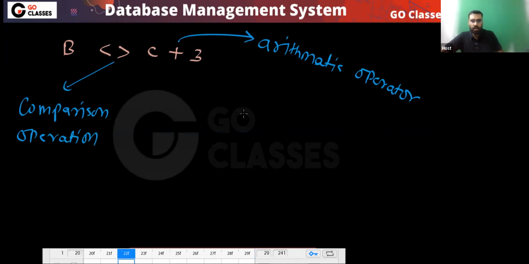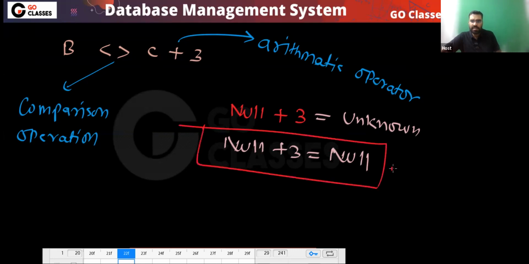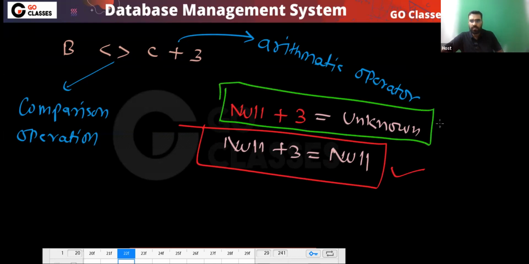Now remember, we already know what this value will be. If I do null plus 3, what will this value be? Null plus 3. Can I say this value will be unknown? Or can I say this will be null? Which is correct? This one is correct, and this one is wrong.